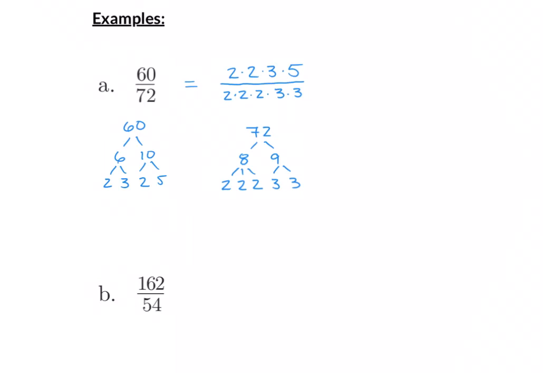And from there we want to pair them off. So we're going to cancel. I can cancel two 2s, and I can cancel a 3. All right, so what do we have left on top? I have just a 5. On bottom, I want to multiply my 2 times 3, and I get 6. And that is what we got on the last slide as well. So notice that we get the same answer. All right, let's look at example B.